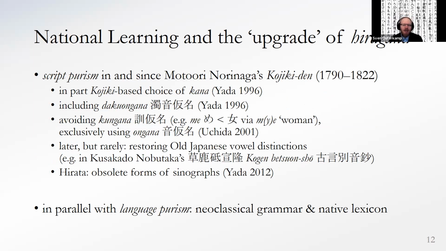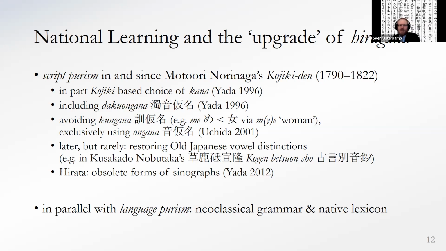The first being what I would like to call script purism. Script purism in and since Motoori Norinaga's Kojiki-den then covers a number of phenomena that all have in common that they are attempts at restoring at least an imagined, maybe a real older stage of the writing system. For instance, it has been pointed out that there are some unusual kana, the choice of which is in part based on the Kojiki or other works of old Japanese literature. And such unusual kana includes so-called dakuongana, that is kana that are specifically used for syllables with voiced obstruent initials, such as ga or za, da, ba, and so on.